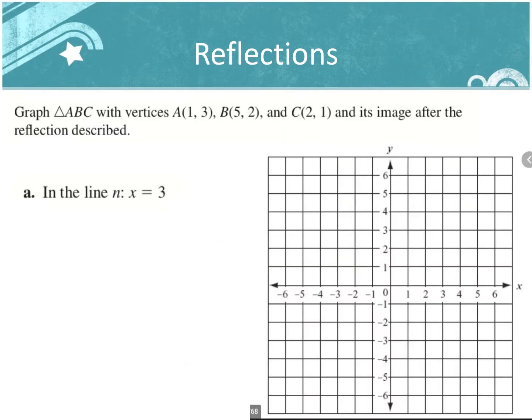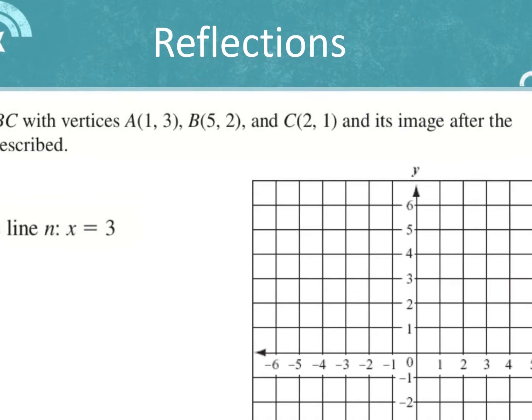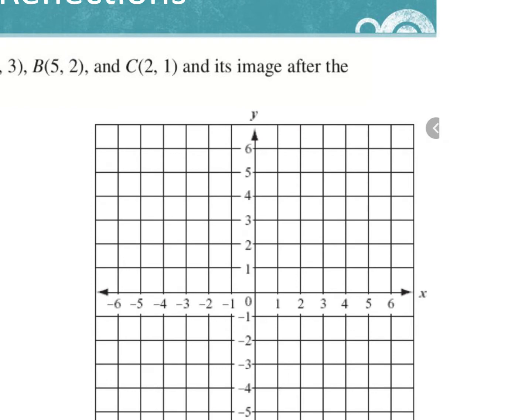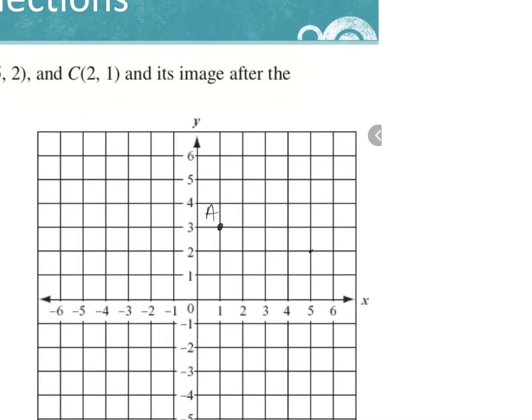All right, let's try one. Plot the points A (1, 3), B (5, 2), and C (2, 1), and then we're going to do its image. (1, 3) for A, (5, 2), and (2, 1).